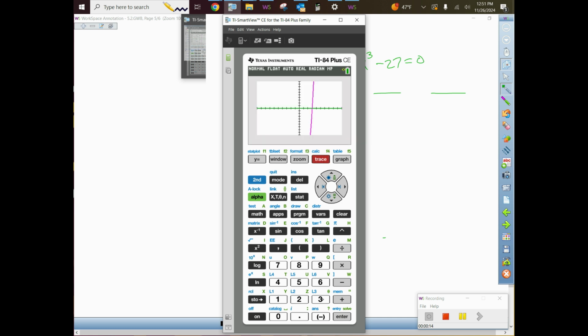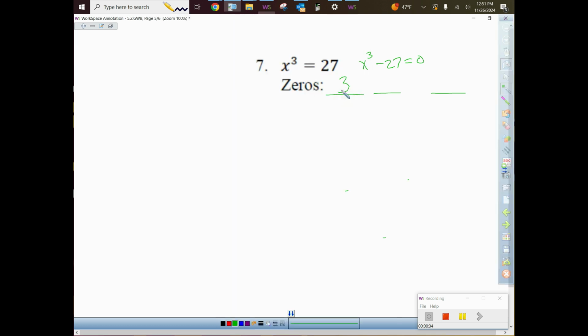Looks like it's at 3. If I trace 3, I'm on the wrong function. There we go. It is a 0, so 3 is a 0 of that function. But there are 2 missing, which means they are most likely imaginary. So we will synthetically divide by 3. That is a 3rd degree polynomial, so we'll have 4 coefficients.